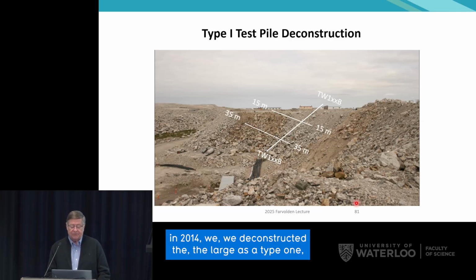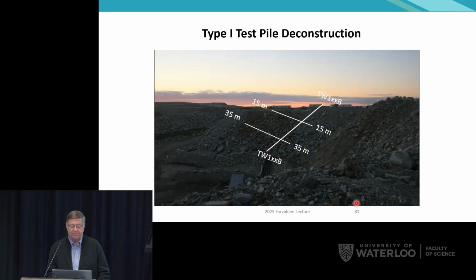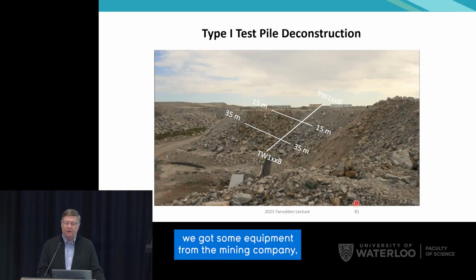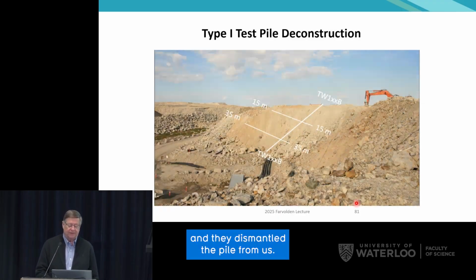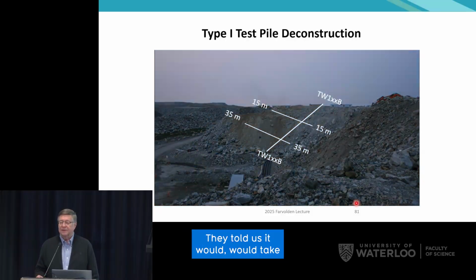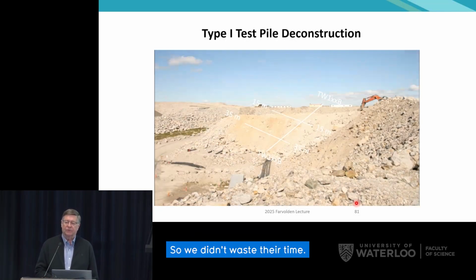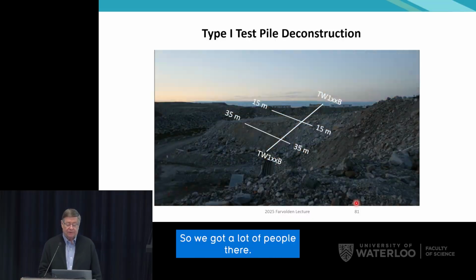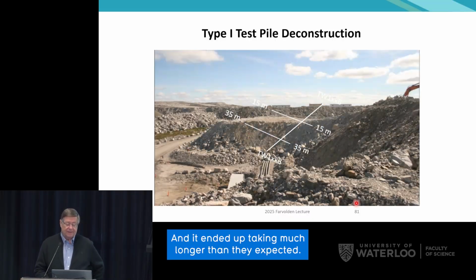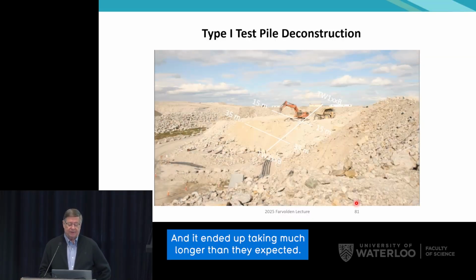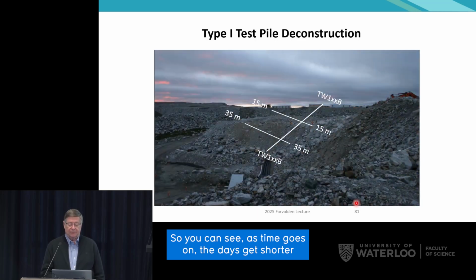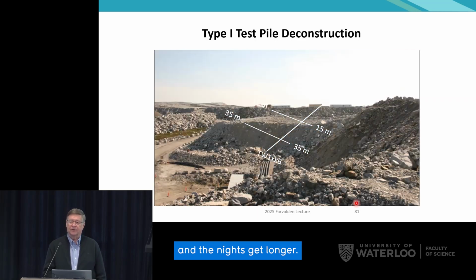In 2014, we deconstructed the type 1 test pile to look at how things were changing inside of it. So we got some equipment from the mining company, and they dismantled the pile for us. They told us it would take about 3 weeks to do it, so we had to get a big crew there so that we didn't waste their time. So we got lots of people there, and it ended up taking much longer than they expected. So you can see as time goes on, the days get shorter and the nights get longer.